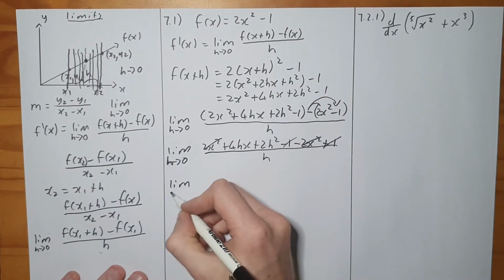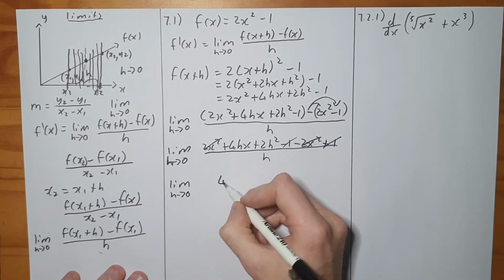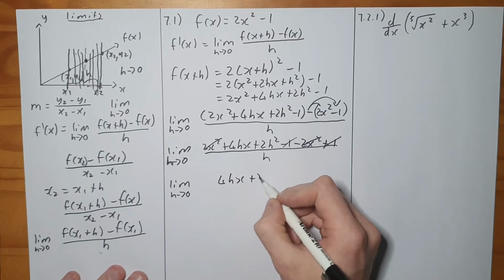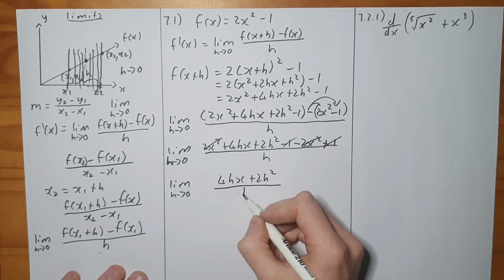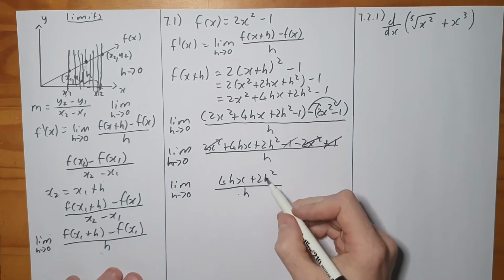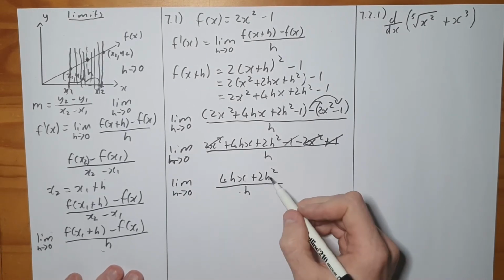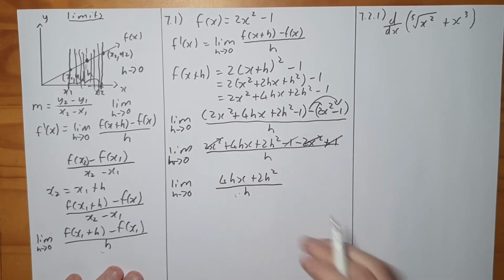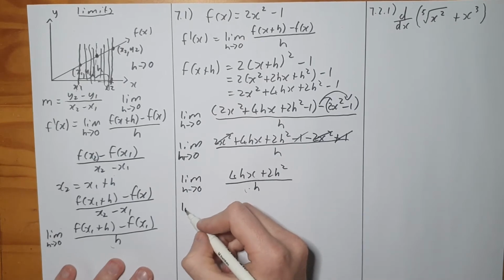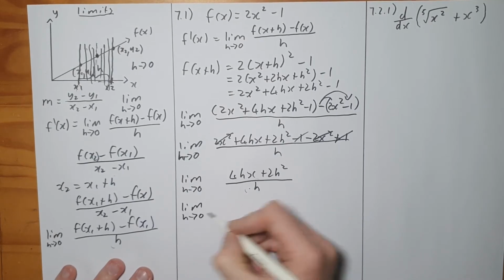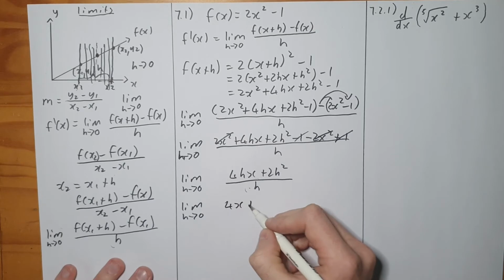So we have the limit as h tends to 0 of 4hx plus 2h squared all over h. Okay, so we can see there's a common factor at the top. I can take out h as a common factor and it will cancel out at the bottom here. So I'm left with the limit as h tends to 0 of 4x plus h.